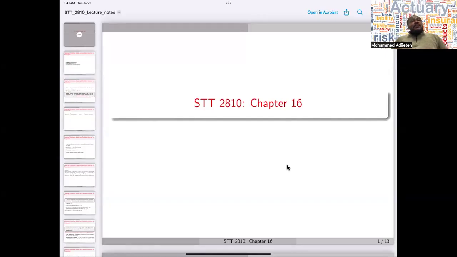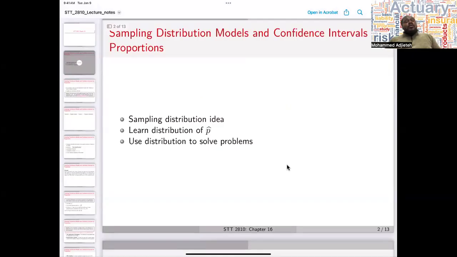So chapter 16 is in two parts. We'll do part 1 today and finish the other part on Monday. Today we are going to look at sampling distribution, the idea behind sampling distribution, also learn about proportions.